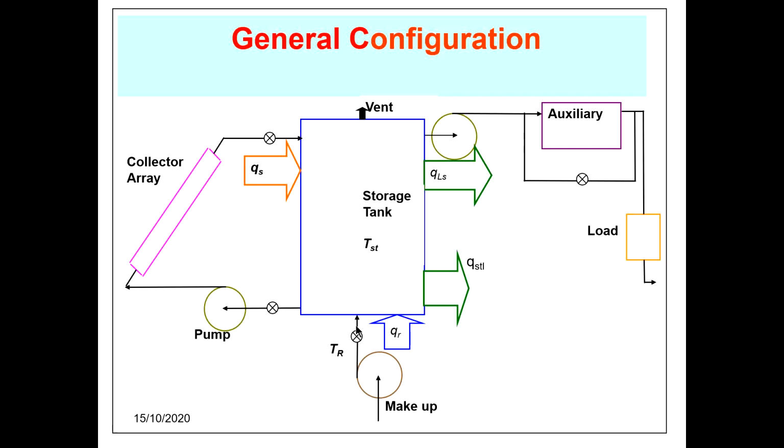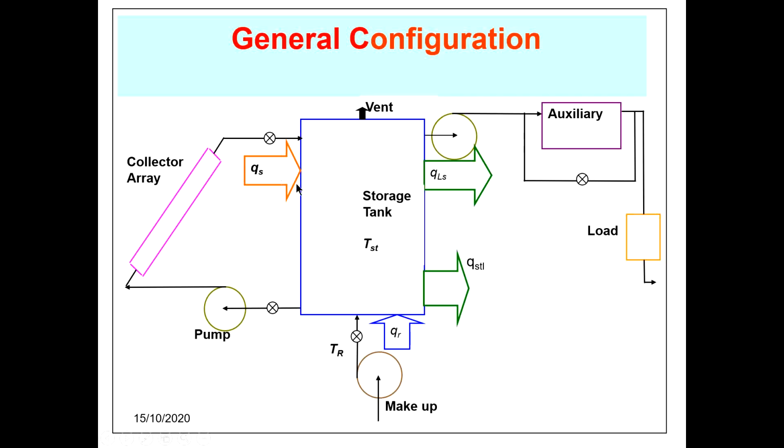The general configuration which we have already discussed in the previous presentation, I need not explain again, but let us concentrate on the energy balance across the storage tank in this configuration. Now if we consider this storage tank as a free body, what is entering into the storage tank? Solar energy in the form of QS is entering into the storage tank. Another thing entering the storage tank is the energy along with the makeup water. When makeup water is supplied to the storage tank, some energy enters along with it. So QR is entering into the storage tank.